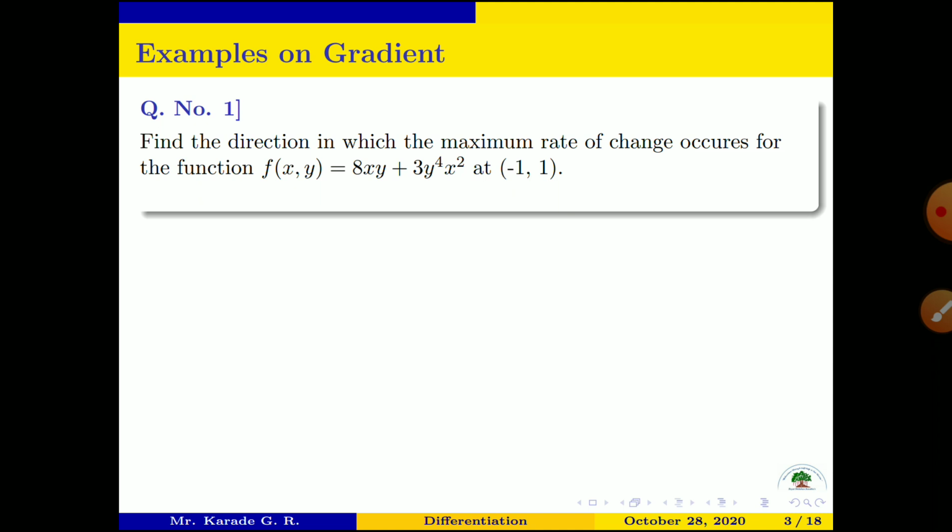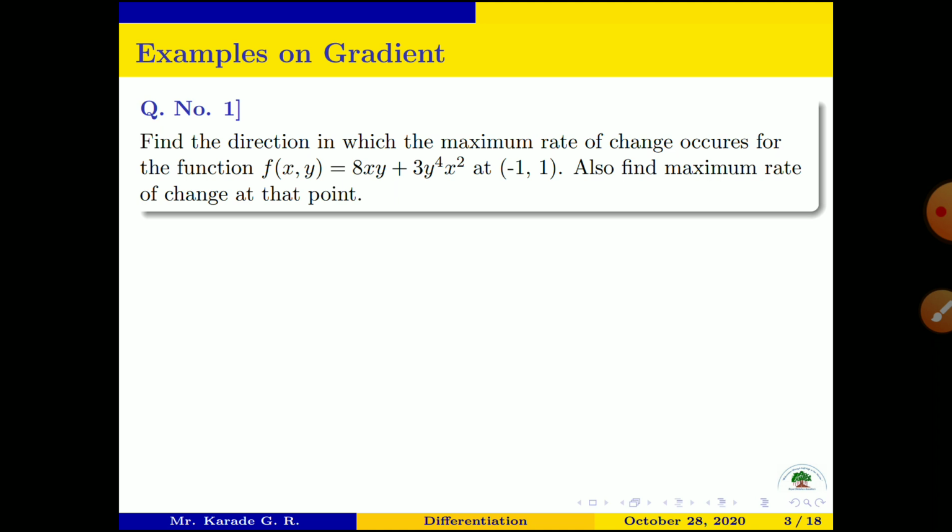Gradient is a vector quantity and the direction of that vector is nothing but the direction in which the maximum rate of change occurs for the function f. And also find the maximum rate of change at that point. In the next part we will find the maximum rate of change at the given point. That maximum rate of change is a scalar quantity and it is nothing but the norm of the gradient vector. Okay, so we have to solve this problem in 2 parts.